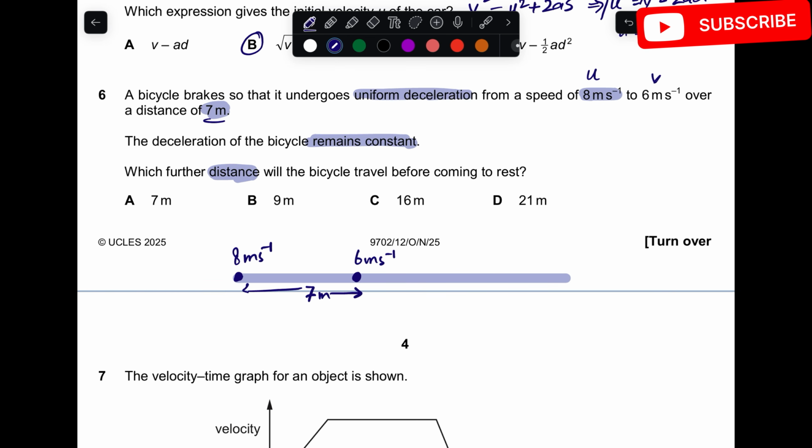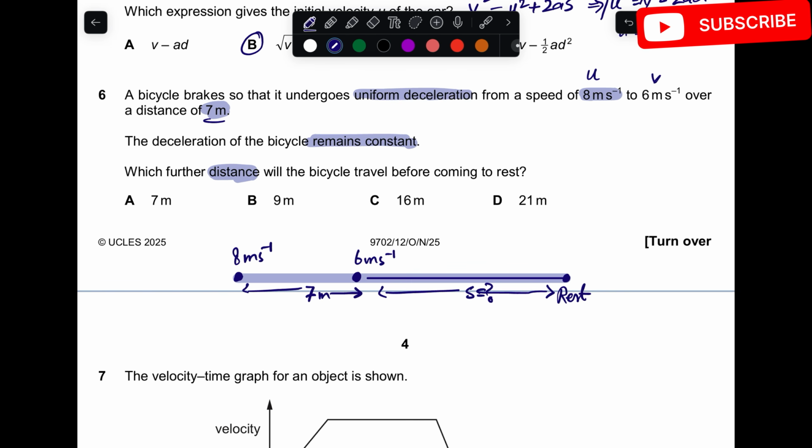And after this, it will decelerate. It was decelerating earlier as well. And the acceleration will remain the same. There it comes to rest. You have to find this distance.